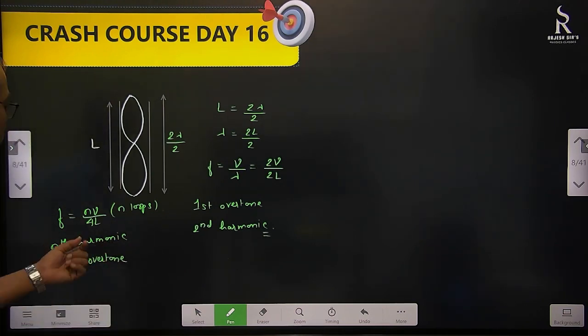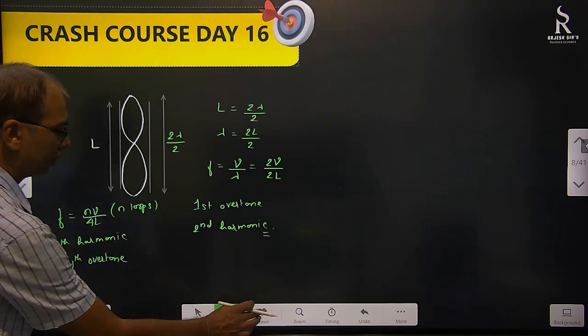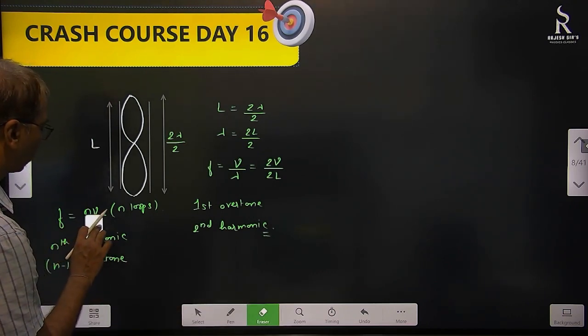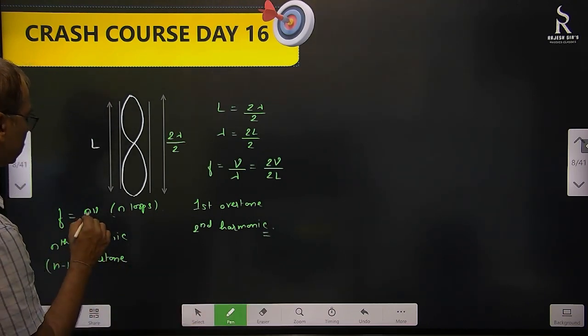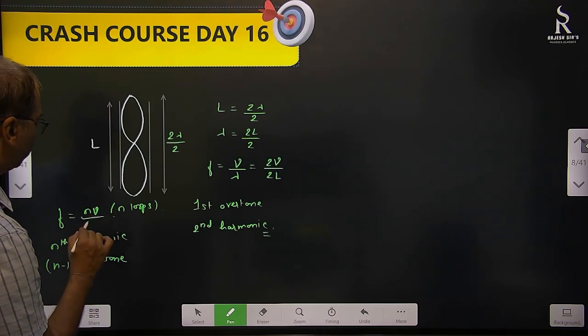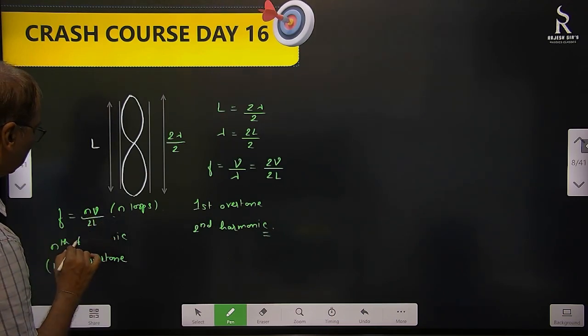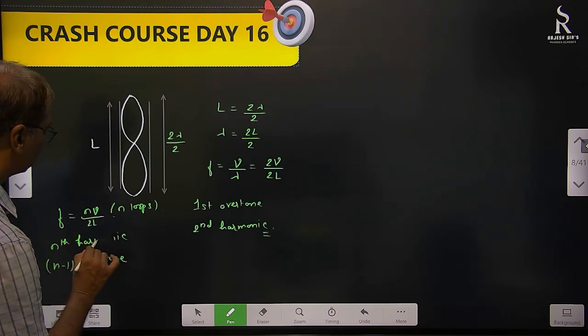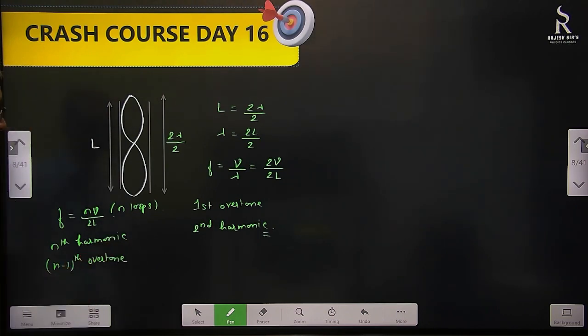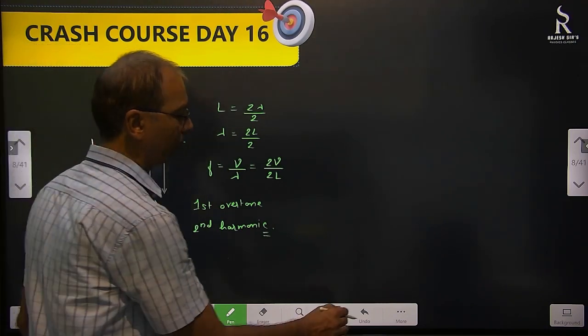Okay, so what are the frequencies? I have written NV by 4L, NV by 2L, because this is open organ pipe. So this is NV by 2L. This is nth harmonic, this is N minus 1th overtone.